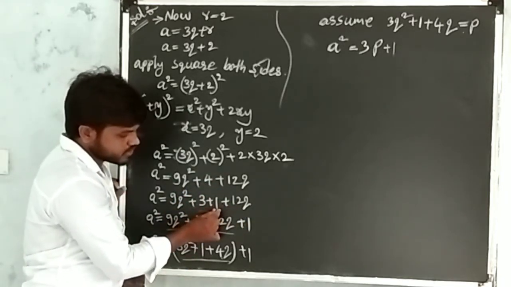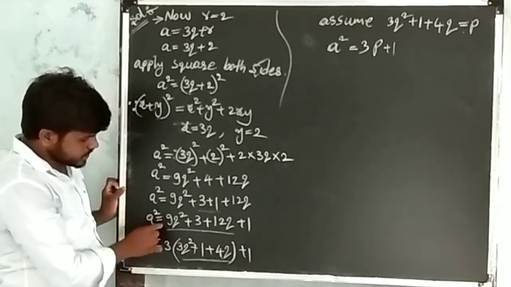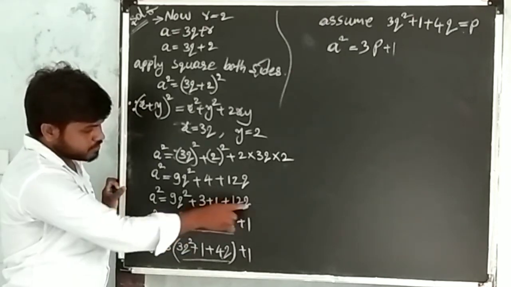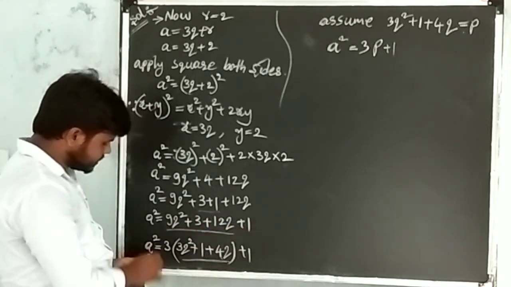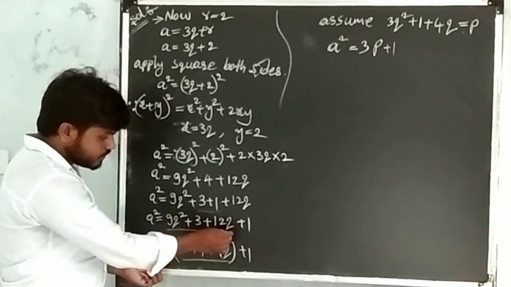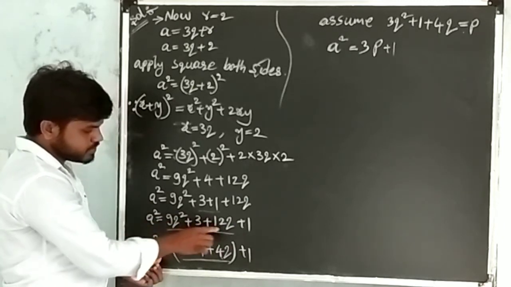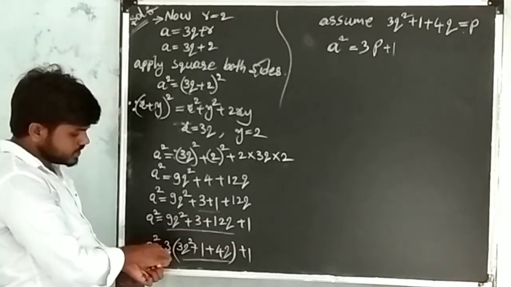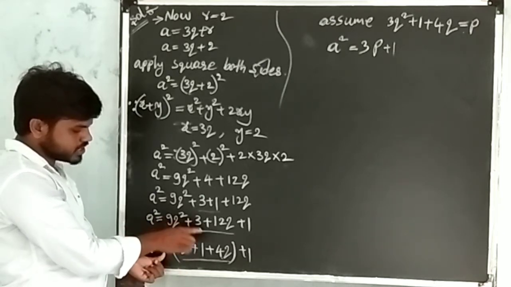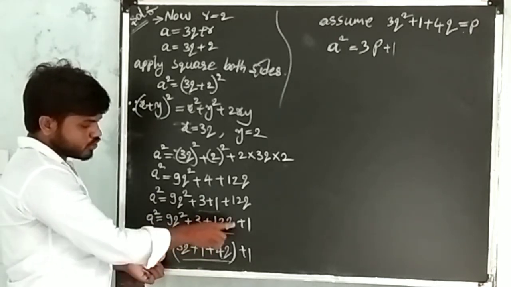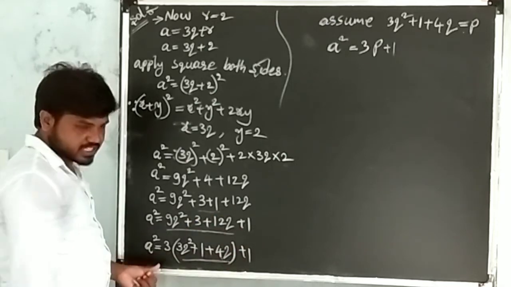Now I wrote this one last. Okay, a square equal to 9q square plus 3 plus 12q. Plus 1 I wrote last. a square equal to, from this 9q square plus 3 plus 12q I took 3 outside. When I took 3 outside, what is left here? 3q square left, plus here how much is left? 1 left, plus here how much is left? 4q. Plus 1 as it is.